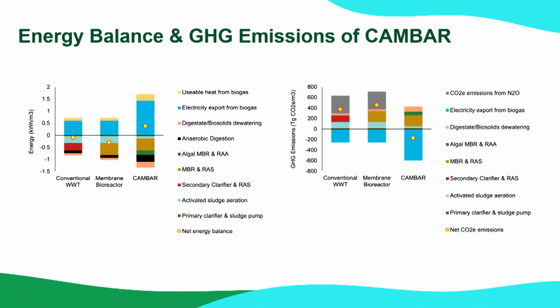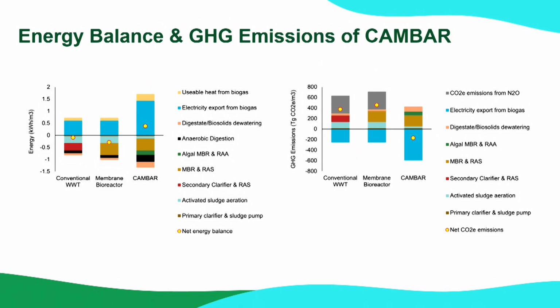Let's talk a little about what makes this energy positive, carbon negative, and economically favorable. So we're going to compare conventional wastewater treatment, its equivalent treatment, but with a membrane bioreactor, which is basically a submerged membrane filter, which provides high-quality effluent ready to be treated for reuse. And then, of course, CAMBAR, our photosynthetically assisted membrane bioreactor.